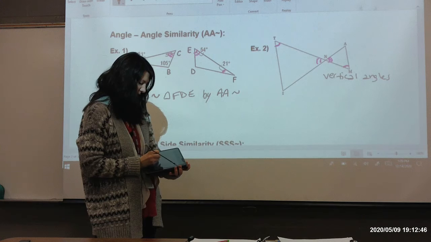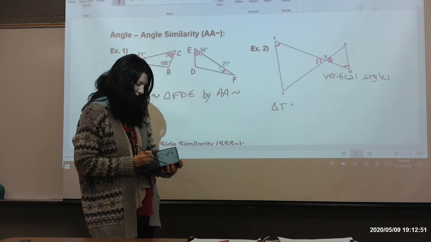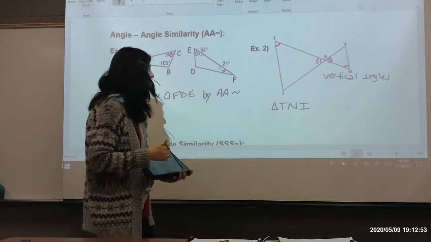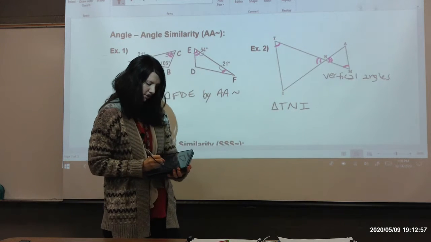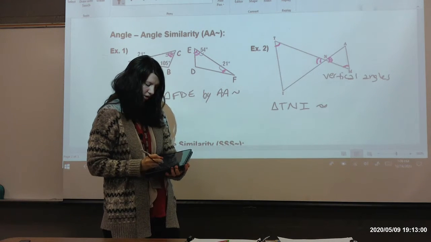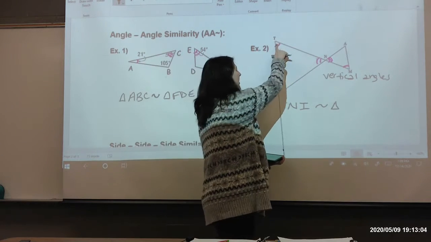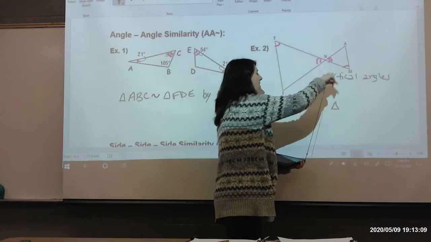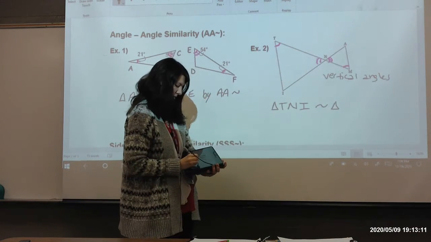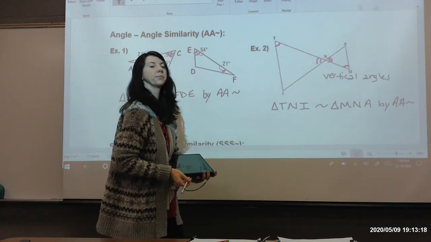Let's write our similarity statement. So triangle, and I'm going to say T, N, I. So T, N, I is similar. Oops, let's try that again. Similar to triangle. So again, match up your angles. T matches up with M, N to N, and then A to I. So M, N, A by angle-angle similarity.